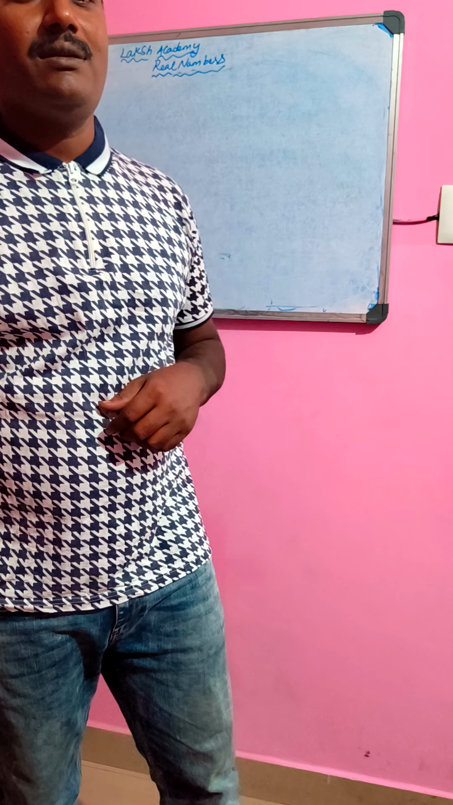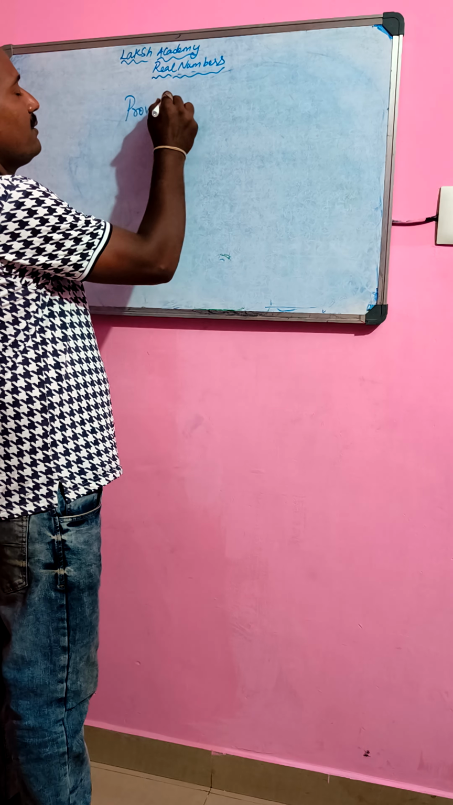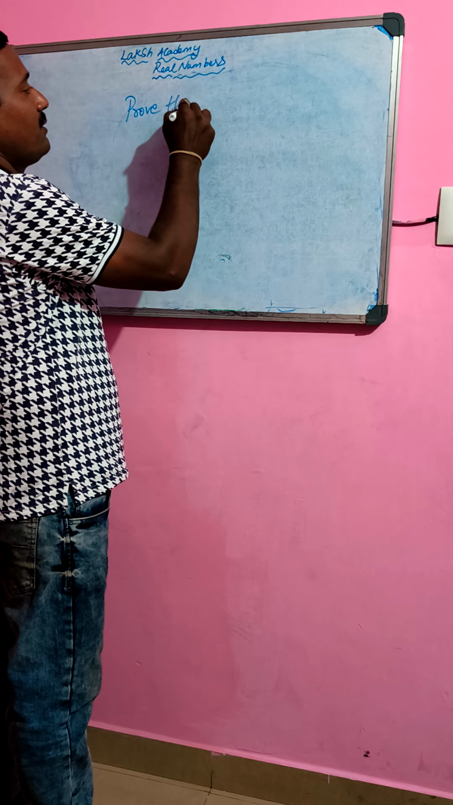Today let us learn a 3 mark question in the real numbers chapter. So 3 mark, prove that root 5 is an irrational number. This is a 3 mark question. You have to prove root 5 is an irrational number.